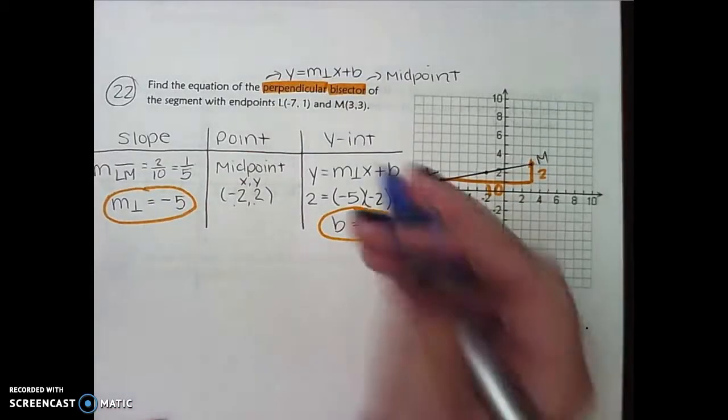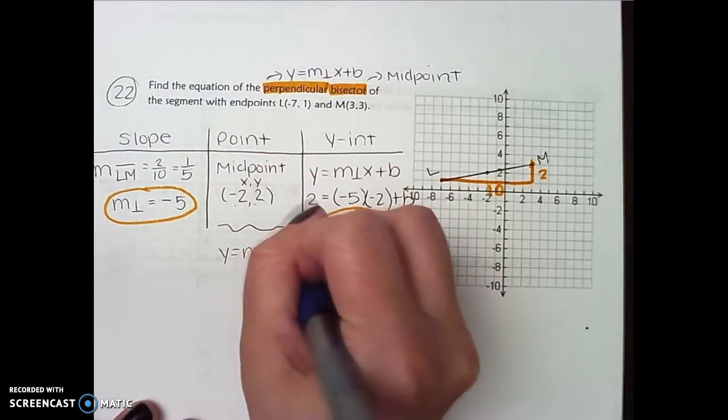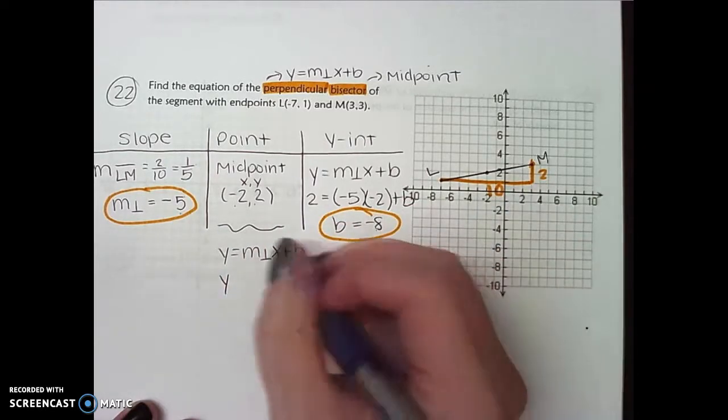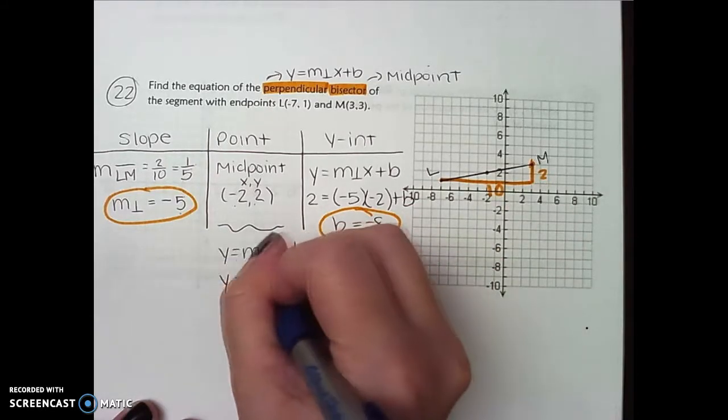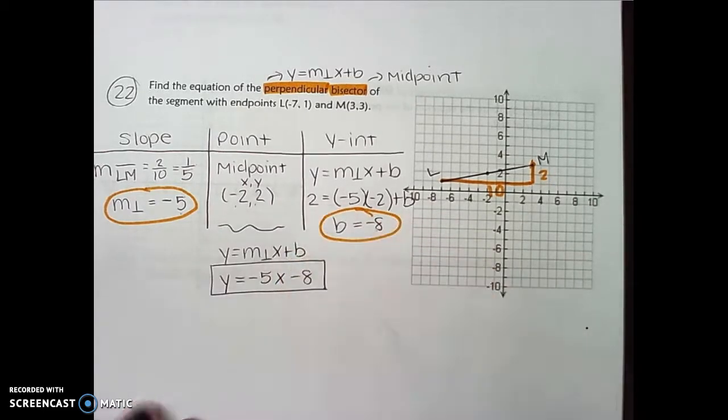Next, I'm ready to write my equation. Y equals perpendicular slope x plus b. So I'm going to substitute in my perpendicular slope and my y-intercept. So y is equal to -5x minus 8, and this is my final answer.